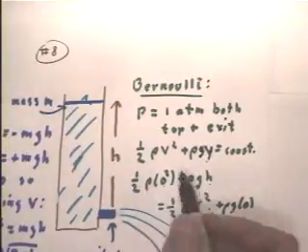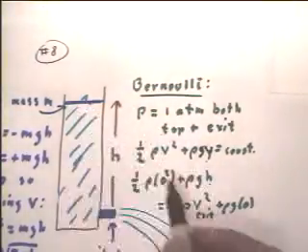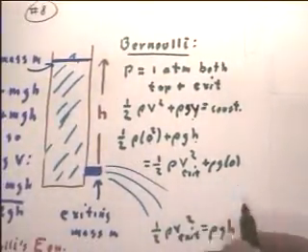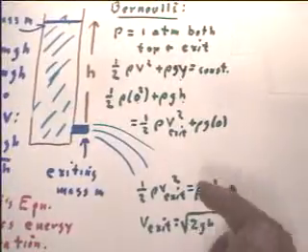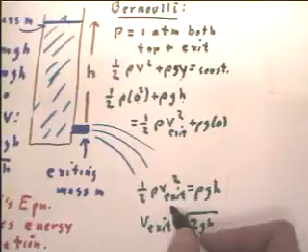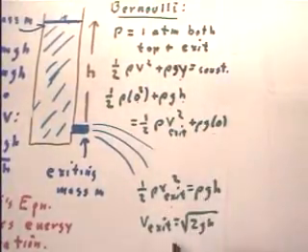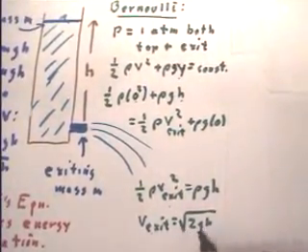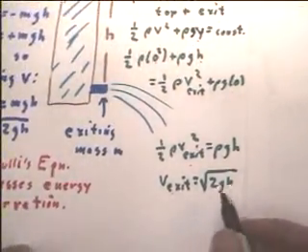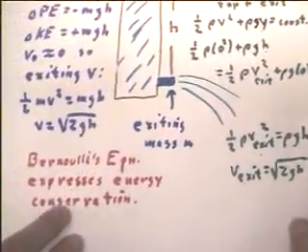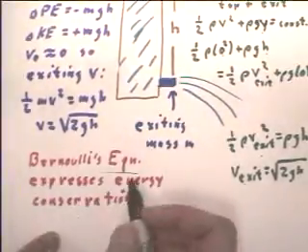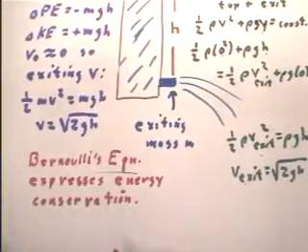Okay, at the top, the 1/2 rho v squared plus rho gy has to be equal to the 1/2 rho v exit squared plus rho g times 0. This term is then 0 and this term is 0. We're left with 1/2 rho v exit squared equal to rho gh. And we easily solve for v exit. We get the square root of 2gh. So that gives us our exit velocity, which of course is consistent with this velocity. So Bernoulli's equation in this situation expresses energy conservation.